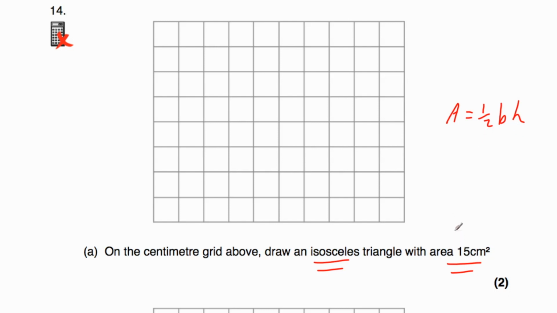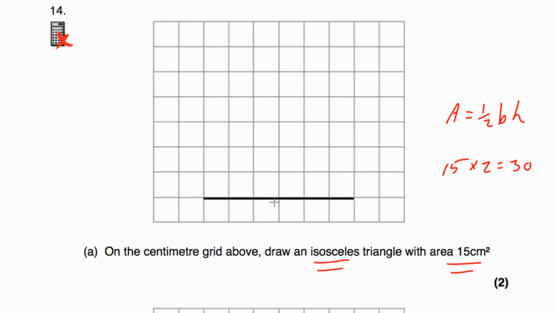So if we take the area and double it, that will tell us what the base times the height was. So if we do 15 times 2, that's equal to 30. So we want to draw a triangle that whenever we times the base by the height, we're going to get 30. So I'm going to draw a base of 6 centimetres. 1, 2, 3, 4, 5, 6. Because 6 times 5 is equal to 30. So that's my base of 6 centimetres.